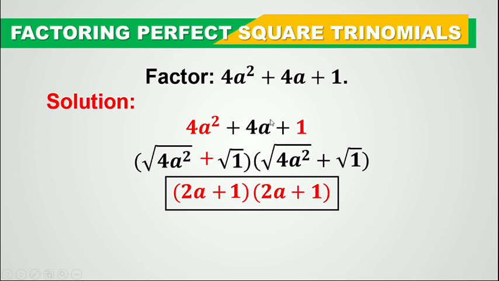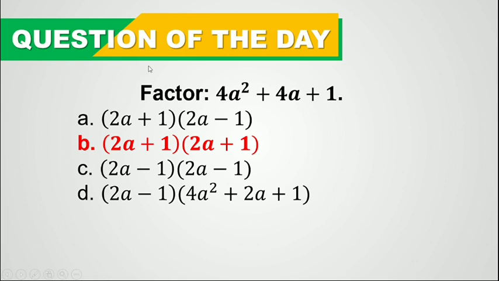It is that easy as long as the given polynomial is a perfect square trinomial. So again, just get the square root of the first term and then the square root of the last term, and then copy it for the answer. This is the answer for this particular question. Therefore, the answer for the question of the day is letter B, 2a plus 1 times 2a plus 1. It is that easy.